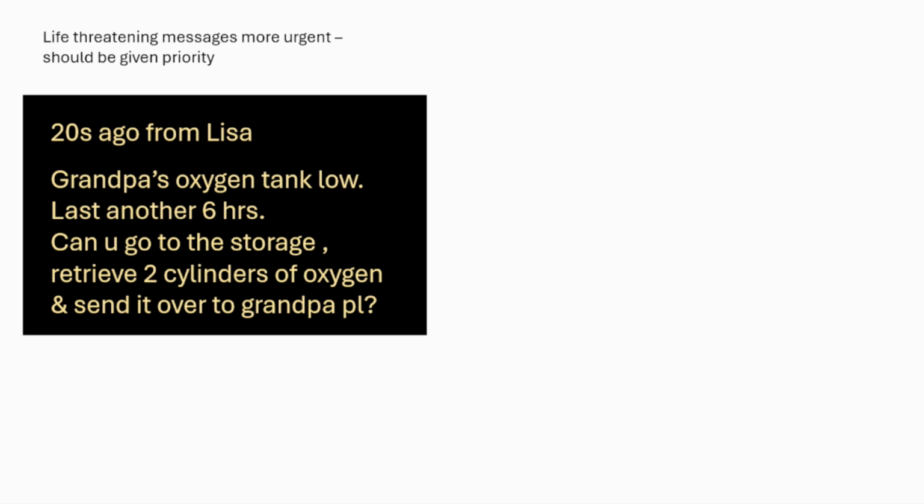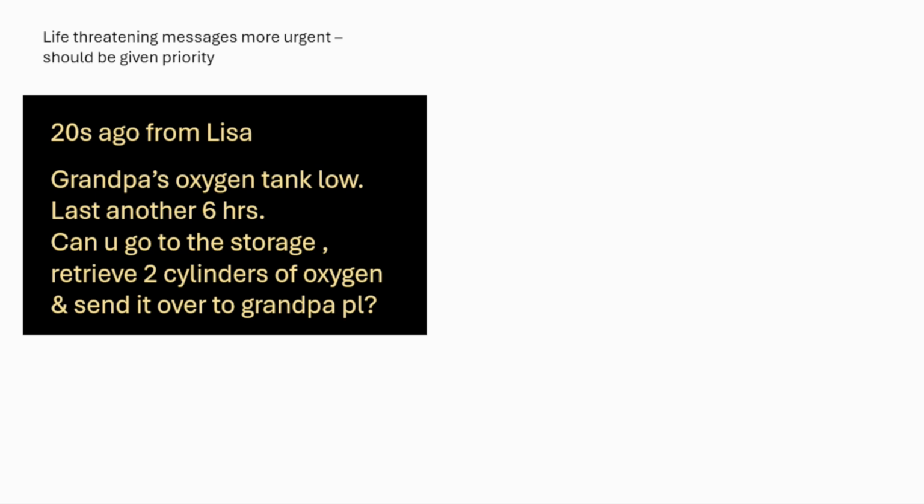Now, let's compare to another message that is more critical, more urgent, and life-threatening. If one of your neighbors is trying to send this out at the same time as you, and her information is life-threatening, for example, she may say, Grandpa's oxygen tank is low, last another 6 hours. Can you please go to the storage and retrieve 2 cylinders of oxygen and send it over to Grandpa's place? Now, this information is critical because if it doesn't get through to the recipient on the mesh network, somebody may enter into a life-threatening situation or may die.